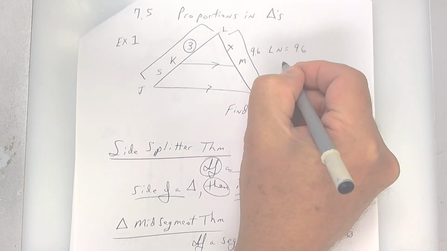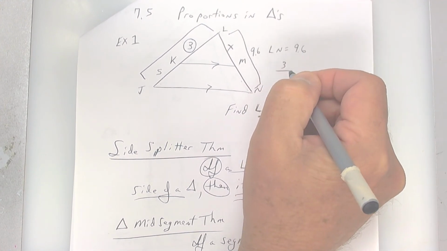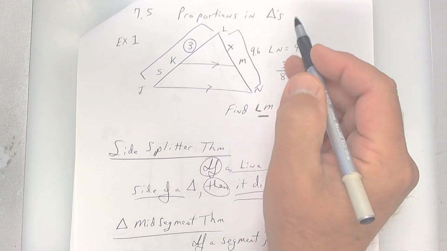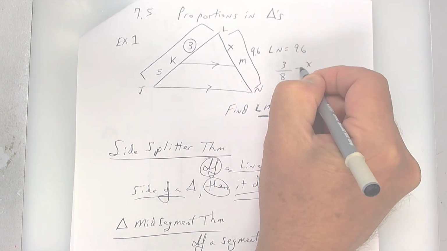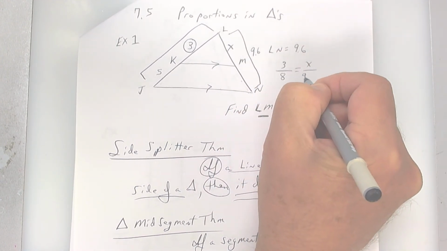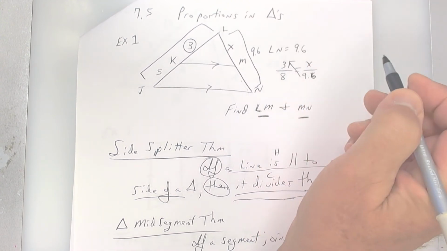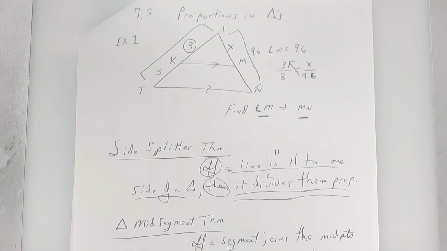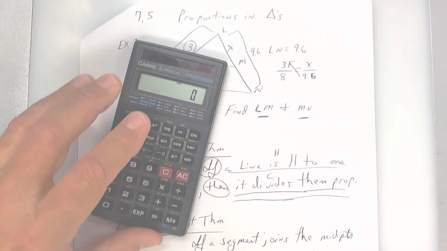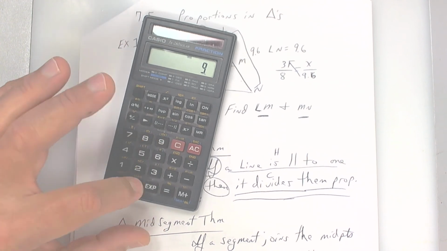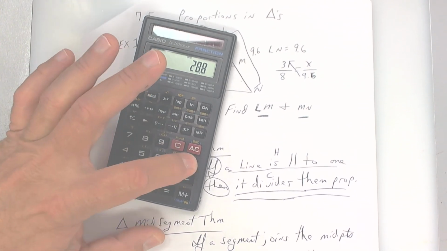So I'm going to say 3 over the whole thing is 8, because you got to add up these two, equals the top over the whole thing, which is 9.6. And this is going to actually work, believe it or not. So we're going to multiply. It's going to be 3 times 9.6, press equals, and then divide by 8.